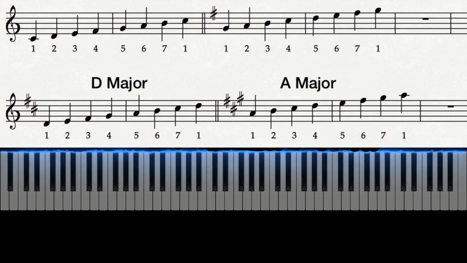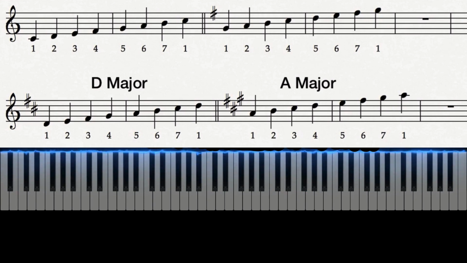So if I look at a piece of music with 3 sharps in the key signature, we're in the key of A major, or its relative minor, which, if you recall from the last video, the relative minor is the 6th note of the major scale. So in this case, F sharp minor is the relative minor key to A major. So 3 sharps at the beginning of the piece denotes A major or F sharp minor.